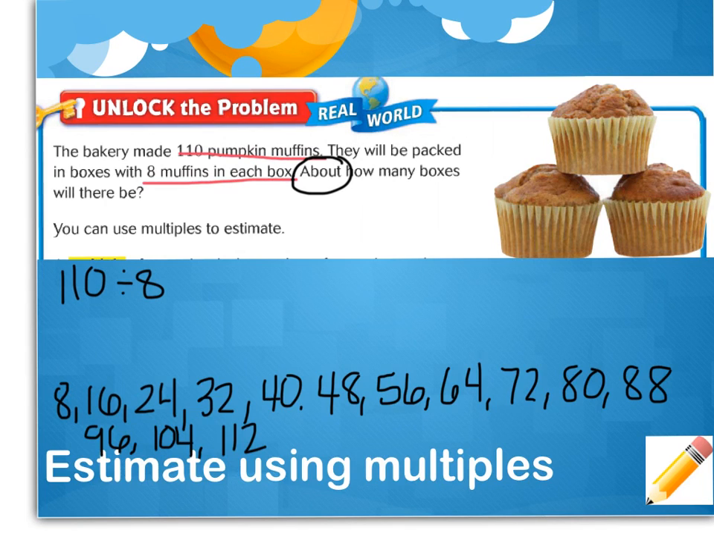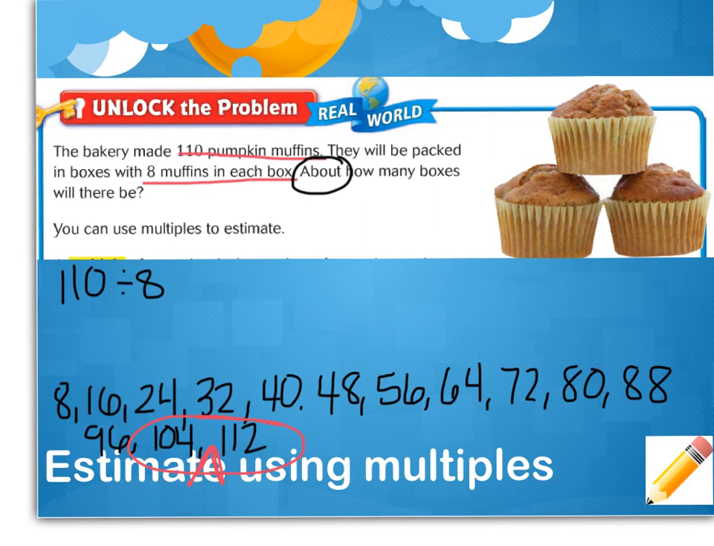All right, I went ahead and finished. 8, 16, 24, 32, 40, 48, 56, 64, 72, 80, 88, 96, 104, and 112. Now those are a lot of multiples of 8. Looking at my multiples of 8, I can see that 110 is going to fall in between 104 and 112.